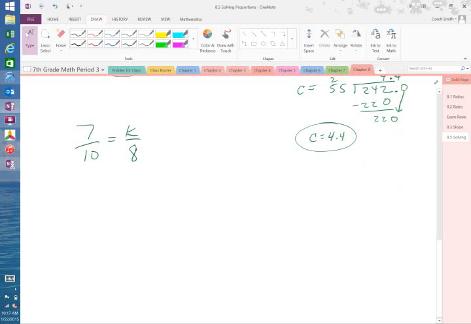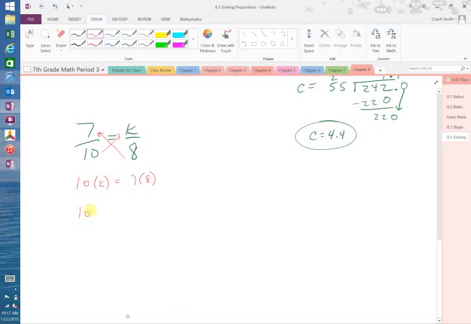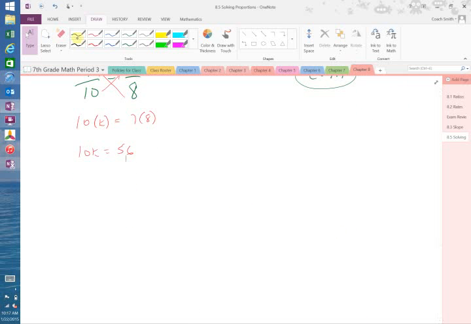Okay. Make sure we remember how we got it. You have 10 times K and 7 times 8. 10 times K is equal to 7 times 8. That's 10K equal 56. Now, on this one, we're dividing by 10 to both sides. Cancels here, so K is equal to 56 over 10.